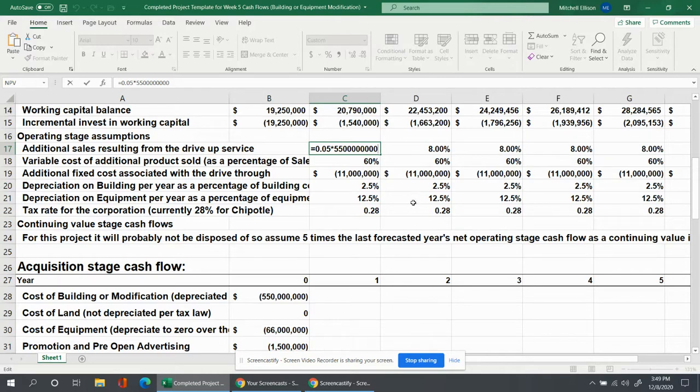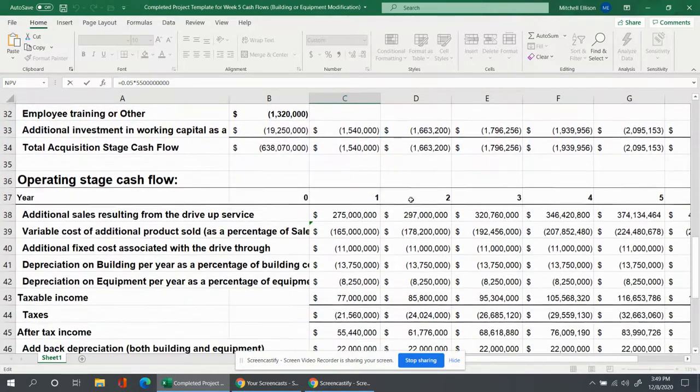And then again, I have that growing at 8%. I believe I said that a minute ago. So 275,000, that's a positive number because that's inflows from sales. Variable cost is just going to grab the 60% above number times the sales number. Additional fixed cost just brings down the cost from above. Depreciation, you're going to multiply the depreciation rate by the cost of the building. Your depreciation on equipment, again, the depreciation rate on the equipment times the cost of the equipment.